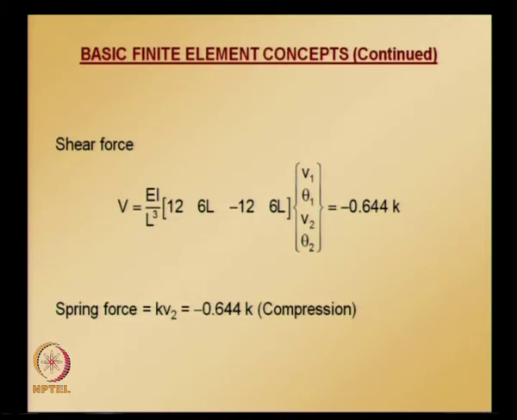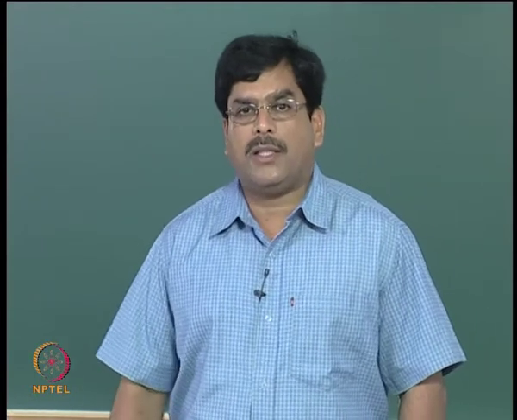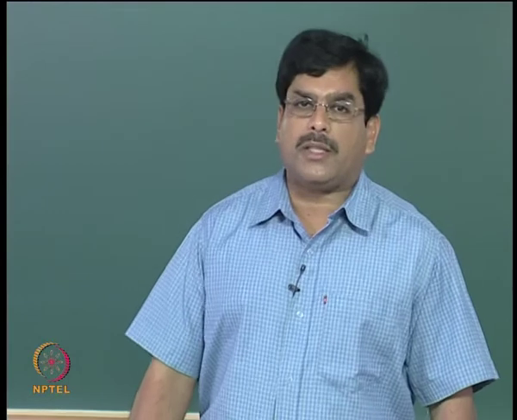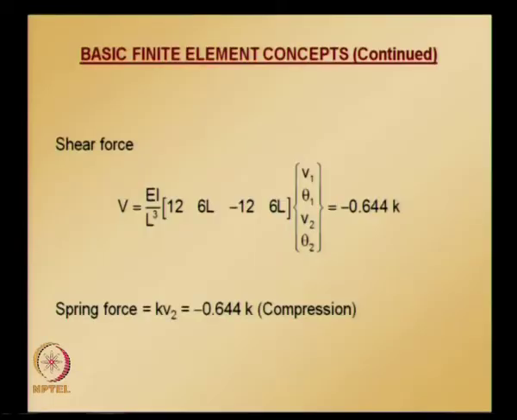Negative value indicates the spring is in compression, and it is expected because when the top temperature of the beam element is higher than the bottom temperature, it is going to bend in such a manner that the spring is in compression. If the temperature changes in the reverse direction, that is, bottom temperature is higher than top temperature, then the spring is going to be in tension. And now we are ready to draw the free body diagrams using the sign conventions.